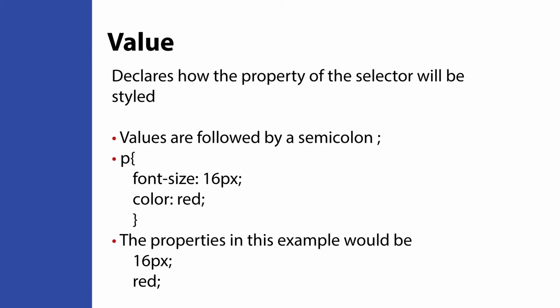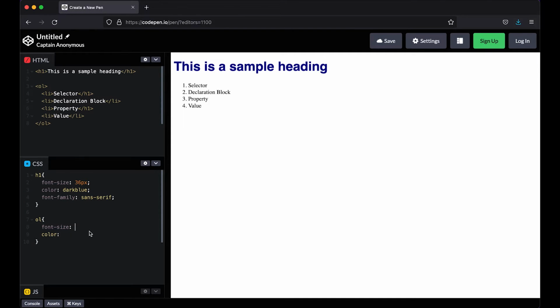Which brings us to our last component of CSS, which is value. The value declares how the property of the selector will be styled. Values are followed by a semicolon. So in our code, we're going to choose our font size property, and we're going to give it a value of 18px or 18 pixels, and we're going to close that out with a semicolon. We're also going to give it a color of red, and we're going to close that out with a semicolon. Here you can also use hex codes, but we'll be getting into that in a later tutorial.